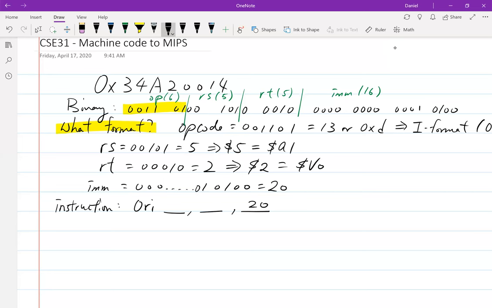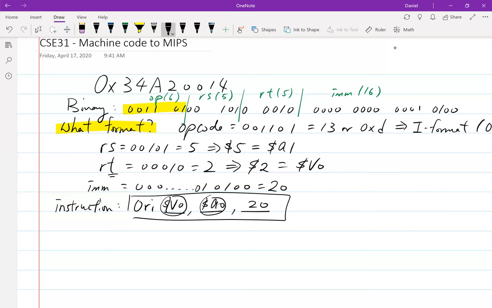Okay, so what is the first operand? The first operand is the target destination, right? So target, which is RT. So we have V0 and then A0. That's your answer. Make sure that in your exam, I will ask you to write your answer in register name, not register number. So make sure you convert that into register name.